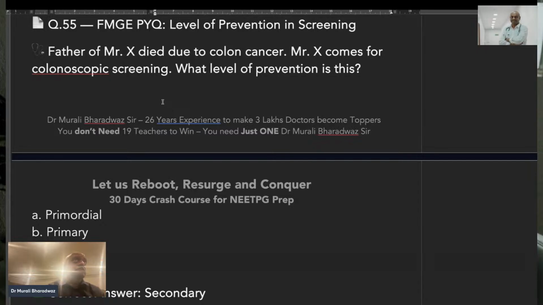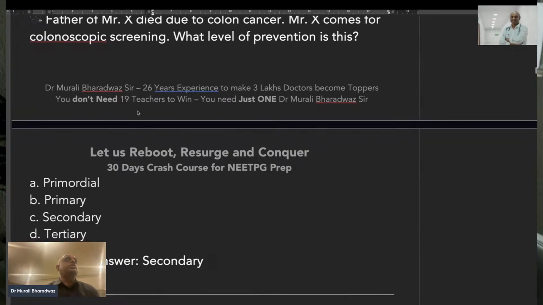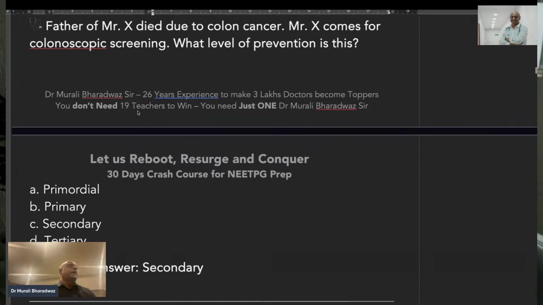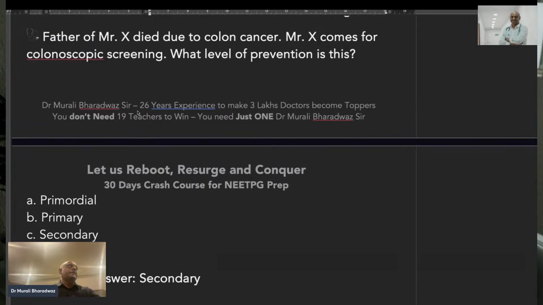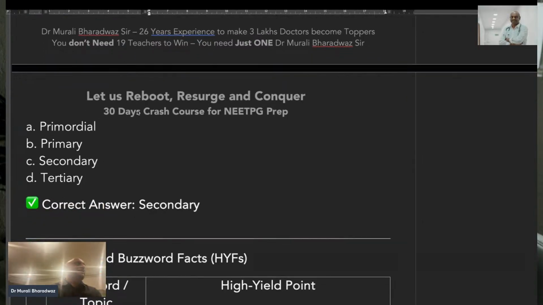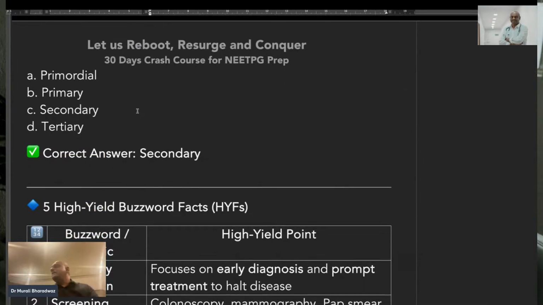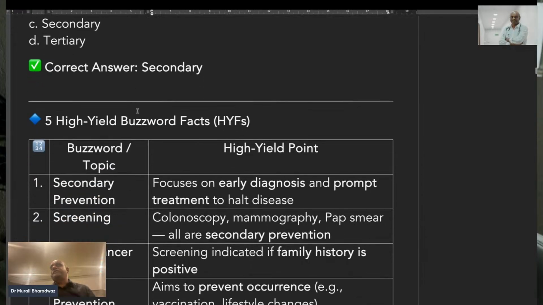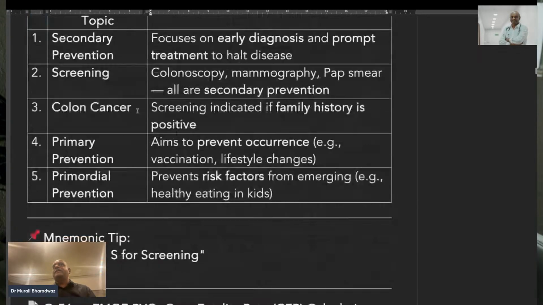The father has colon cancer, so the son comes for colonoscopic screening. Already he has developed the risk factor. And using colonoscopy, what you are doing is early diagnosis and treatment. That is the reason it comes under secondary prevention. Levels of prevention is a favorite question of the examiner.